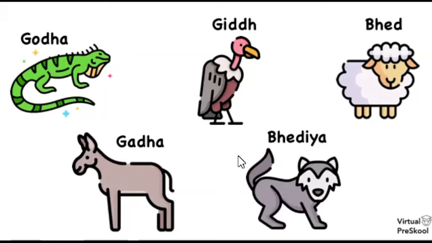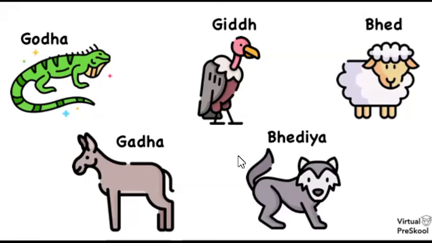Look at vulture. Vulture is gidh. I'm not saying gid, like rhymes with did. I'm saying gidh. Do you hear me kind of enunciating that H at the end? Gidh. All right, next one is sheep, bhed. So I'm not saying bed, like I sleep on a bed. I'm saying bhed. So again, do you hear that H in there after the B sound?